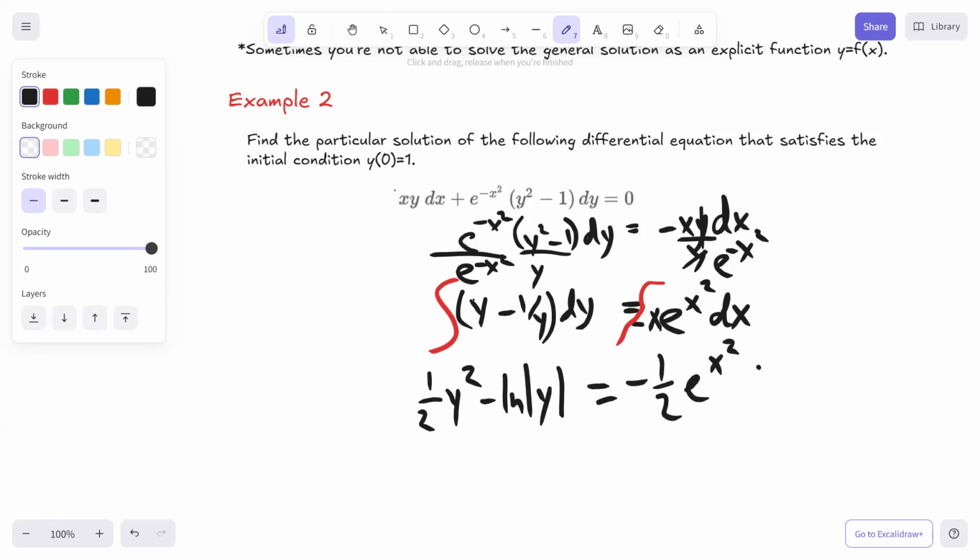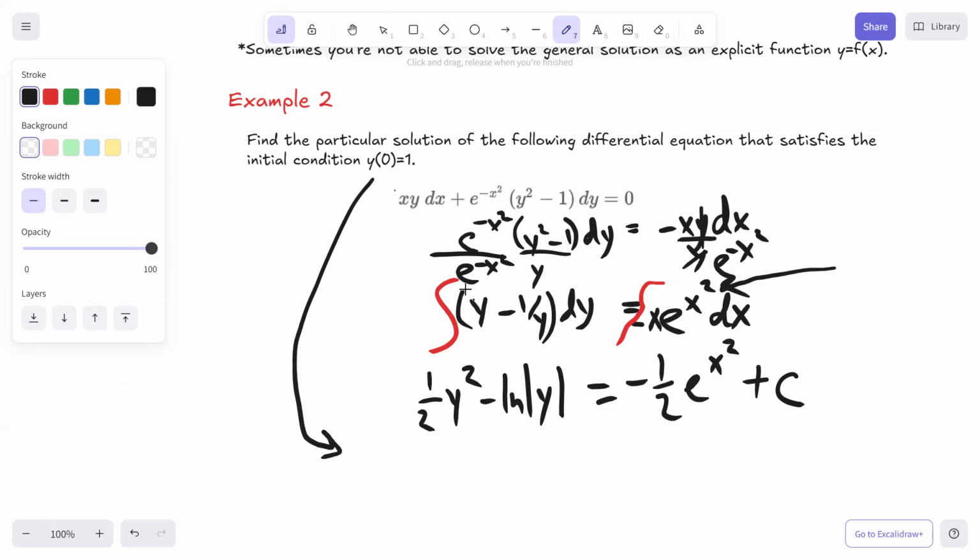x squared plus c. Now you might be wondering where that negative 1/2 came from. We would have to use substitution with u equals x squared there to get that. Now, this is the antiderivative of each side. This would be the general solution. Now we're going to plug in the initial condition y of 0 equals 1.